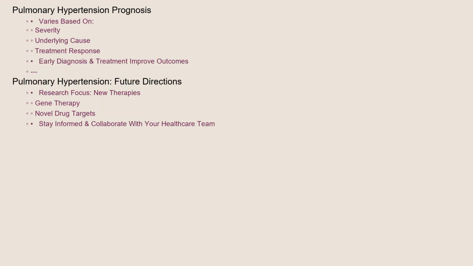The prognosis for pulmonary hypertension varies depending on the severity of the condition, the underlying cause, and how well the individual responds to treatment. Early diagnosis and prompt treatment can significantly improve outcomes. Researchers are actively exploring new therapies and treatment strategies, including gene therapy and novel drug targets, to further improve the lives of those living with pulmonary hypertension. Stay informed about the latest advancements and work closely with your healthcare team to manage your condition effectively.